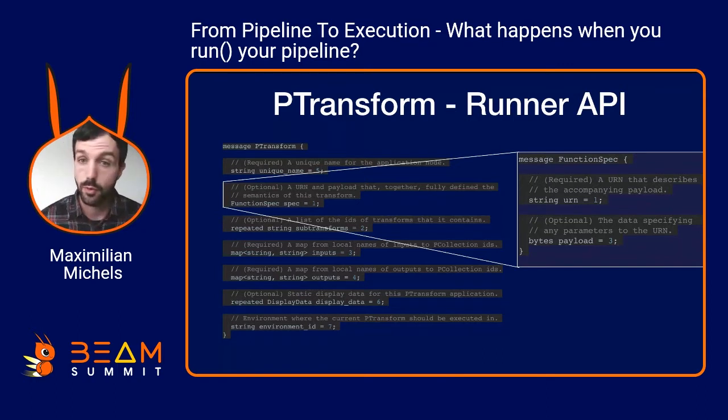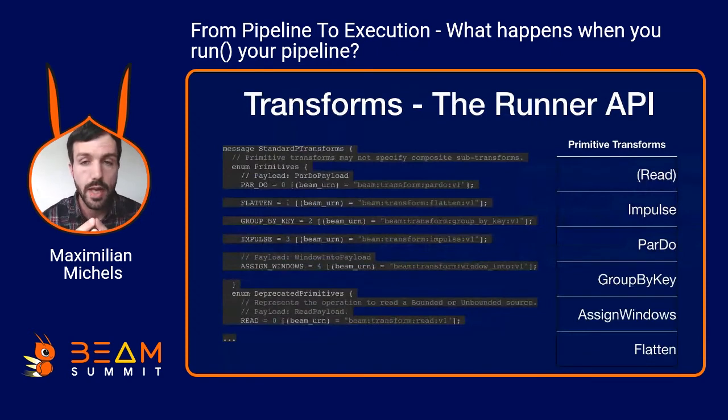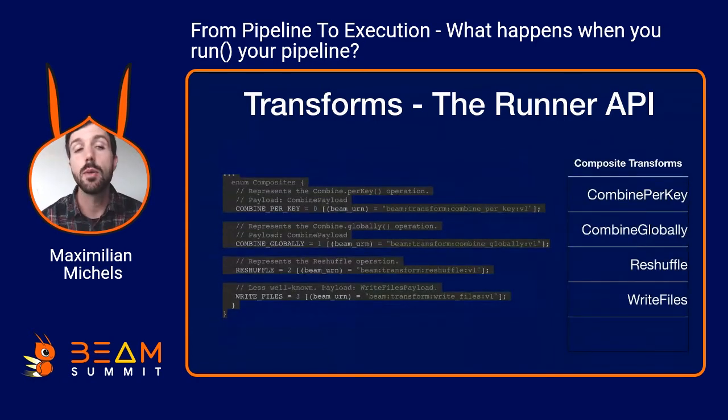So what transforms do we have? Well, we have the primitive transforms that I already showed you in earlier slides, and you can see that represented in the protobuf message. So we have these primitives, and all of them are listed on the right side: ParDo, Flatten, GroupByKey, Impulse, AssignWindows. And then we have also a set of deprecated primitives where Read is listed. And it goes on. We even list some of the composite transforms. Why would we do this?